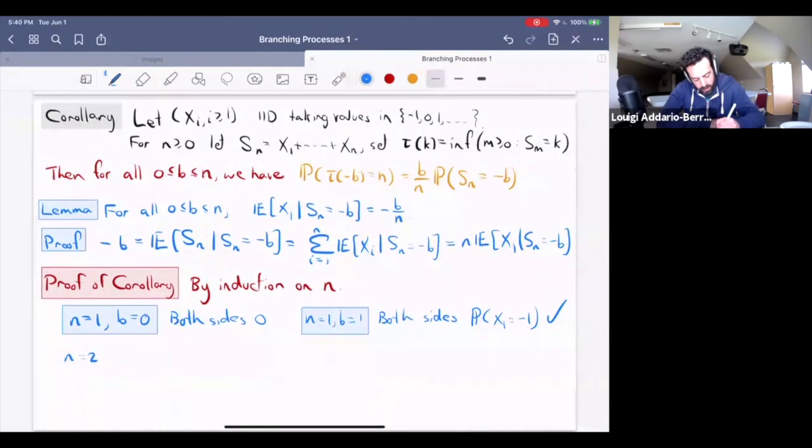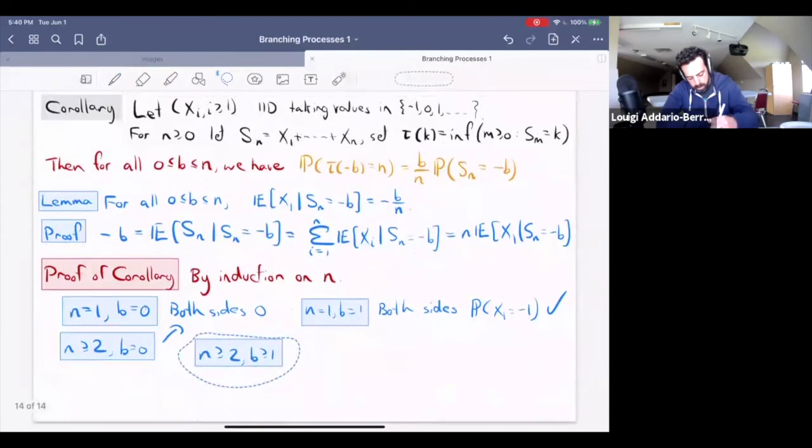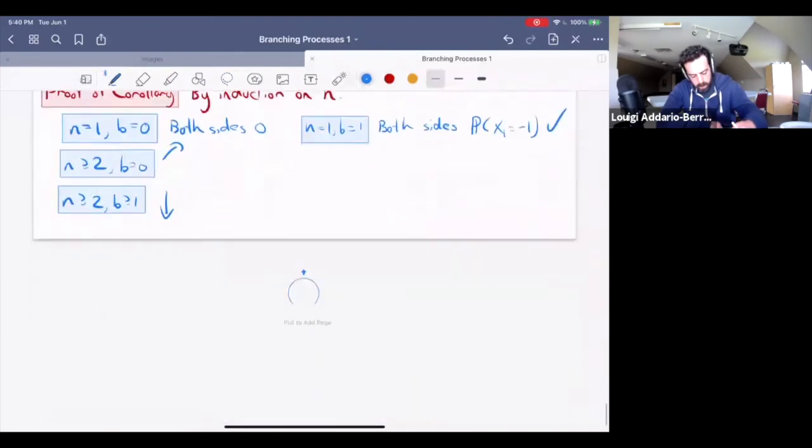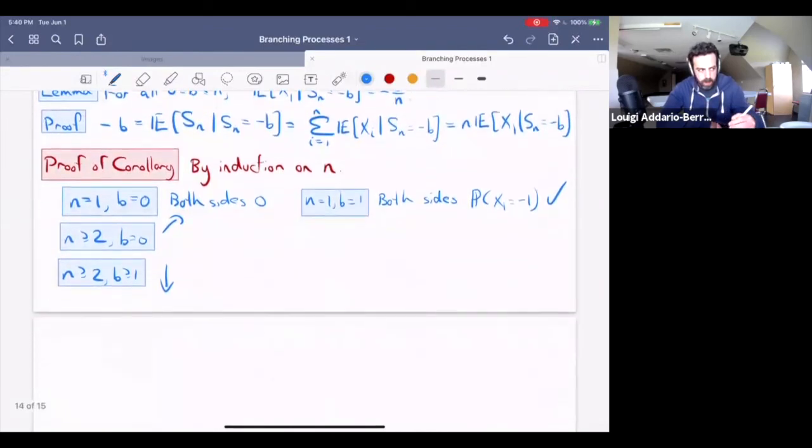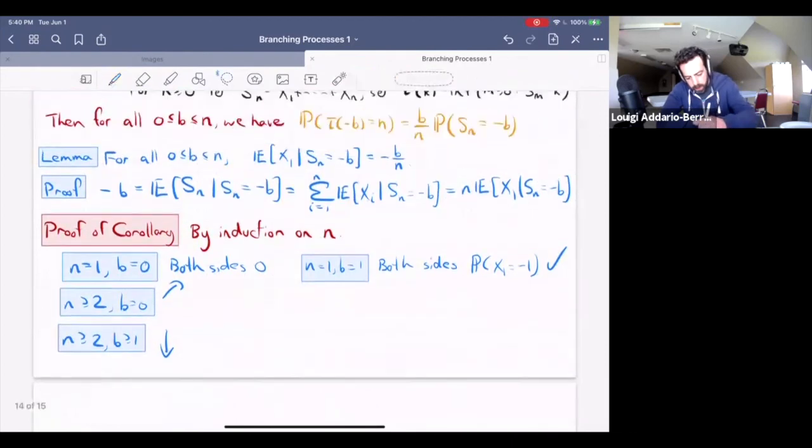And now when n is bigger than 1, it's still useful to extract the b is 0 case first. So then both sides are again 0. Now let's focus in on the heart of the matter, which is when n is at least 2 and b is at least 1. Maybe I need a new page for that. Good. This is what we're trying to prove.